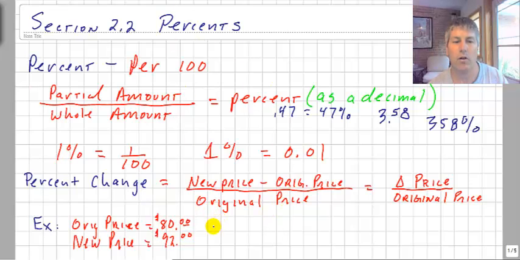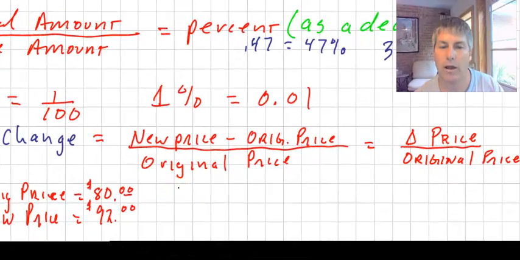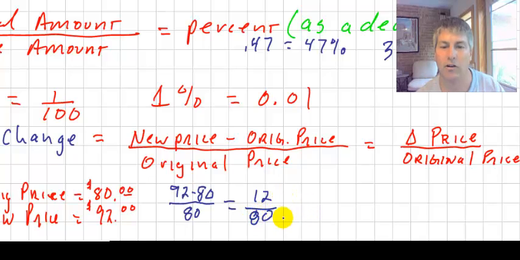Okay, so for example, if something was originally $80, maybe a pair of cross-country spikes were $80, and then the new price was $92, we'd want to calculate the percent change. For some of you guys, this might be an eyeball problem, but our new price, we'd simply take 92 minus 80 over 80, which is 12 over 80. That's our change in price divided by our original price.